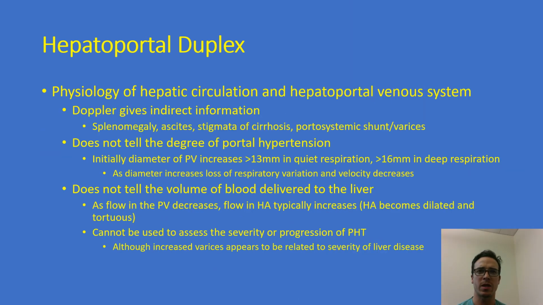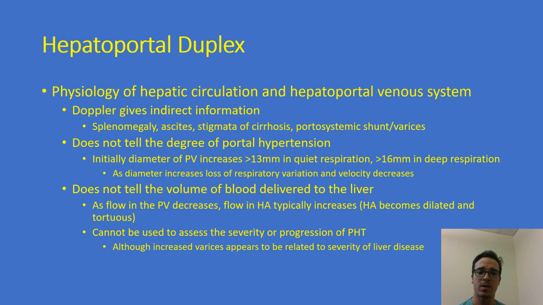The purpose of obtaining a hepatoportal duplex is to understand the physiology of a patient's hepatic circulation and hepatoportal venous system. However, there are some limitations to this type of study. The Doppler only gives indirect information. You may be able to diagnose splenomegaly, ascites, and the stigmata of cirrhosis such as portosystemic shunts and varices, but the hepatoportal duplex cannot tell the degree of portal hypertension and does not tell the volume of blood delivered to the liver.